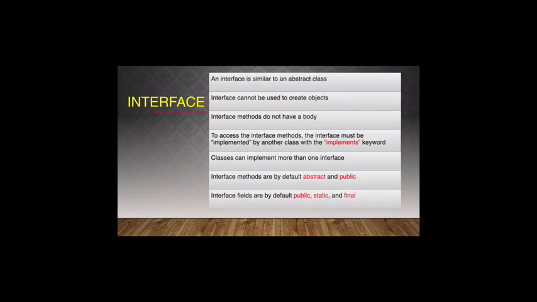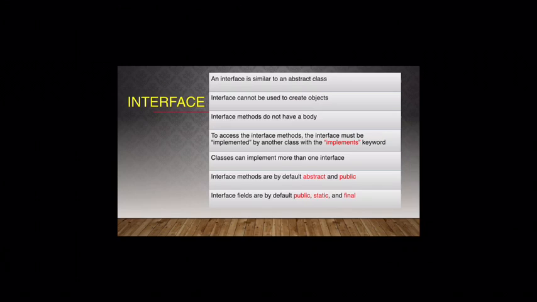But that's how you implement an abstract class and an abstract method. Moving on, what is an interface? And I know that it might be confusing, but an interface is very similar to an abstract class. An interface cannot be used to create objects. Interface methods do not have a body, the same way that abstract methods do not have a body either. And to access an interface, the interface must be implemented by another class by using the implements keyword.